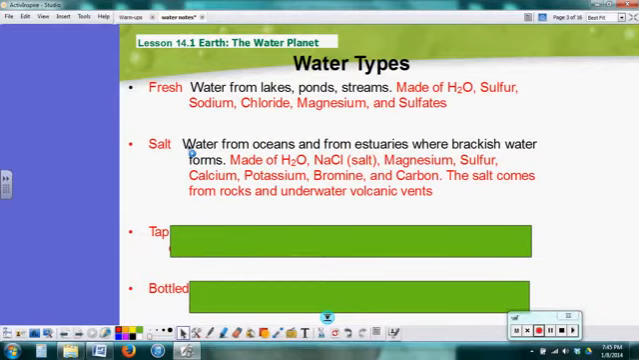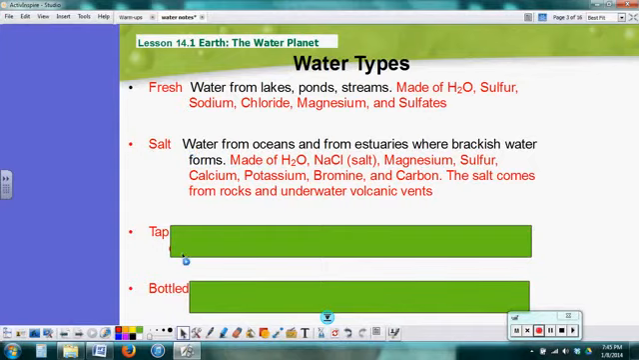Salt water, you have a huge increase in that salt content. So it's made of water, salt. There's magnesium, sulfur, calcium, potassium, bromine, and carbon that usually comes from the volcanic vents. And the salt actually comes from the rocks and the volcanic vents. So the volcanoes and the types of rocks that are there are what makes oceans different from the ponds and the lakes and the streams.